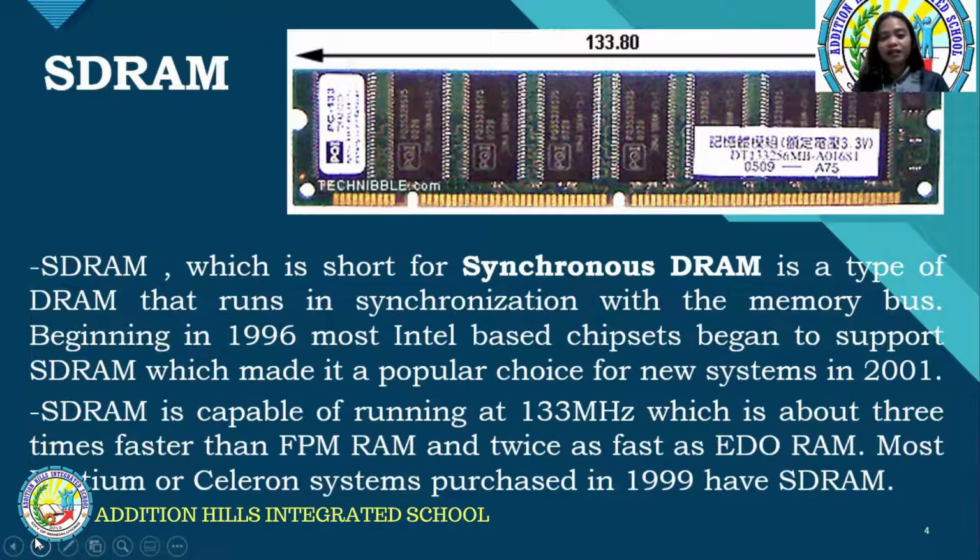133 megahertz or MHz, which is about 3 times faster than FPM RAM and twice as fast as EDO RAM. So, kapag naglalabas ng bagong type ng RAM, syempre mas mabilis to kasi sa luma. Ang SDRAM ay mas mabilis ng 3 beses sa FPM RAM at mas mabilis naman siya ng 2 beses pa sa EDO RAM. Most Pentium or Celeron systems purchased in 1999 have SDRAM.